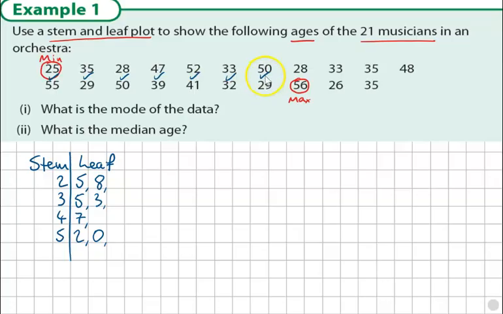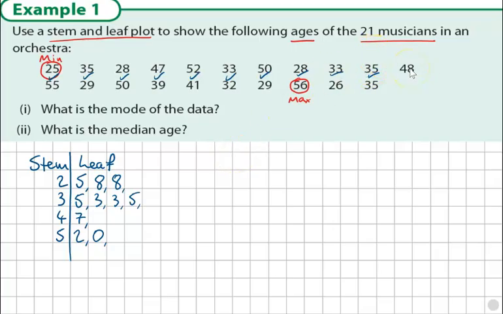We tick it off. Then we have 28. So we're going to put an 8 to the right of the 2 and a comma. That 8 represents 28. Tick it off. Next we have 33. So we're going to put a 3 to the right of the 3. That 3 represents 33 and tick it off. Next we have 35. So we put a 5 to the right of the 3. That 5 represents 35 and we tick it off.